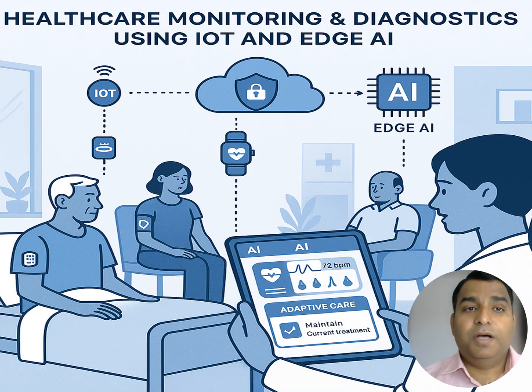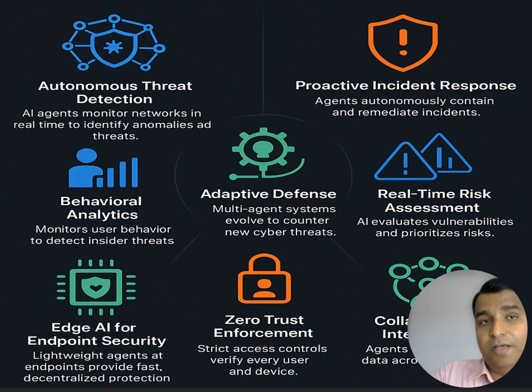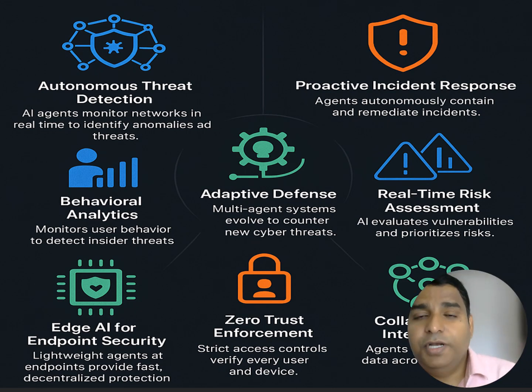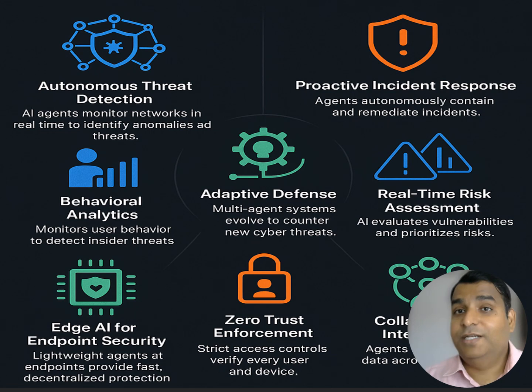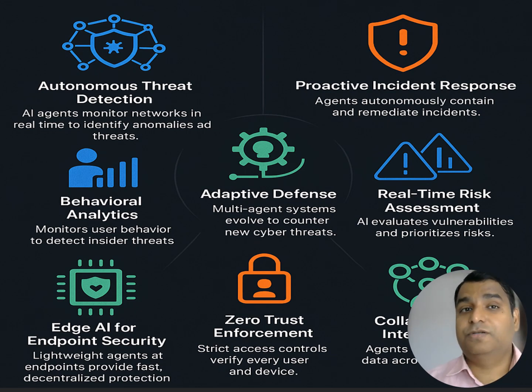Now from a cybersecurity perspective, how is agentic AI helping? Primarily, its agents continuously monitor networks to detect anomalies and potential threats in real-time systems. These agents also provide proactive incident response. Here the intelligent agents initiate containment and remediation actions without human intervention. It has an adaptive defense mechanism, responding on real-time assessments.